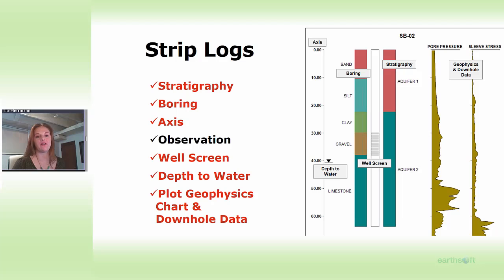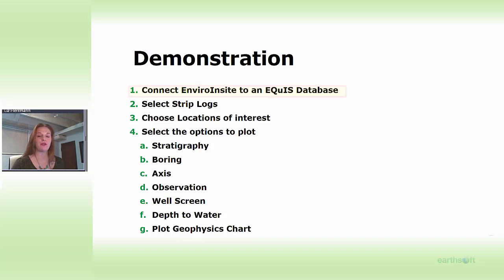There are lots of different kinds of information you can include in the strip log, and really the only barrier is whether or not it's present in the associated EQuIS tables. For our demonstration today, I'm going to go through briefly how to connect EnviroInsite to our EQuIS database. Then I'm going to select the strip log section on our panel, pick the locations that I want to plot, and go through the process of picking each of the individual types of strip log data that I want to include.